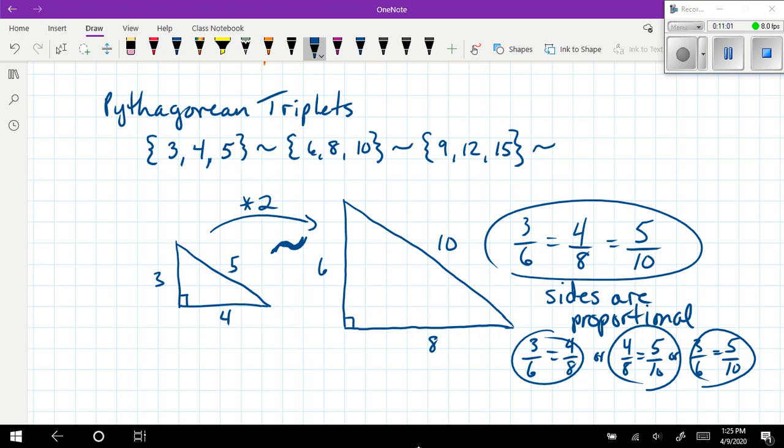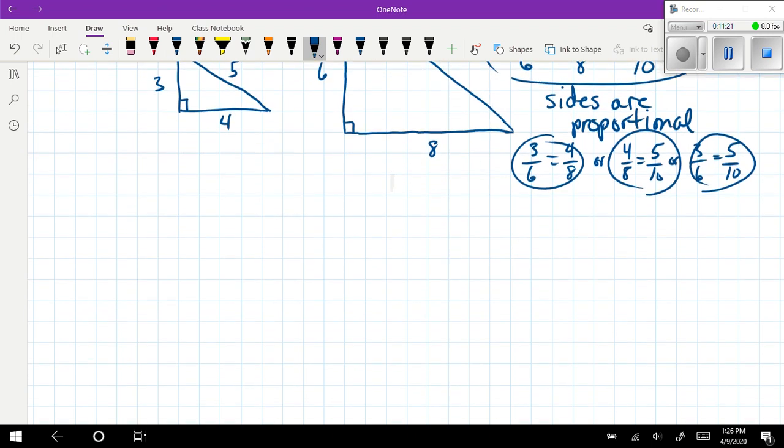And maybe I didn't multiply by 3. Maybe I'm multiplying by 4. This will give me a 12, 16, 20. And I can keep doing this to get more and more triangles that are the same basic shape as your 3, 4, 5. So 3, 4, 5 is a Pythagorean triplet. I'm going to give you a few more Pythagorean triplets.